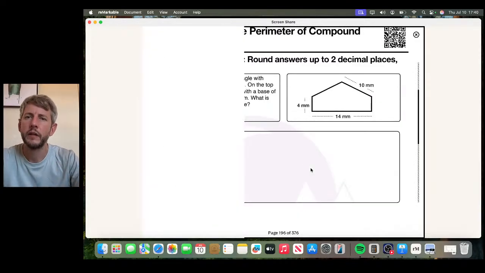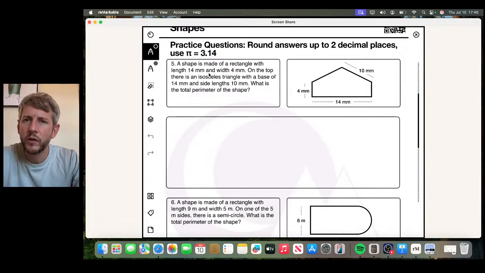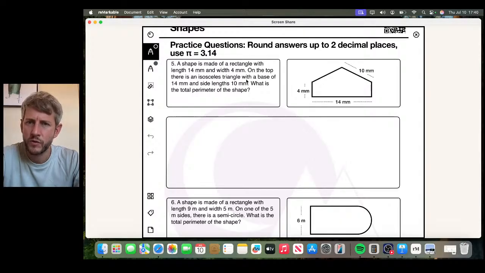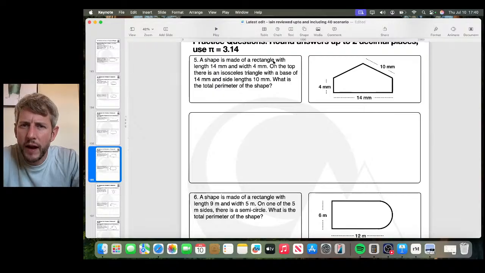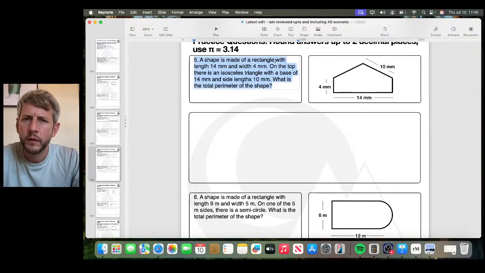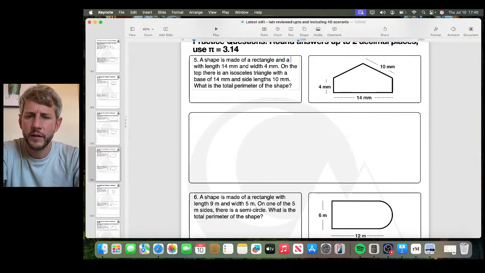Okay, question 5. A shape is made of a rectangle with length 14 millimeters and width 4 millimeters. On the top there is an isosceles triangle with a base of 14 millimeters and side lengths 10 millimeters. What is the total perimeter of the shape? I still don't like that. A shape is made of a rectangle and a triangle.